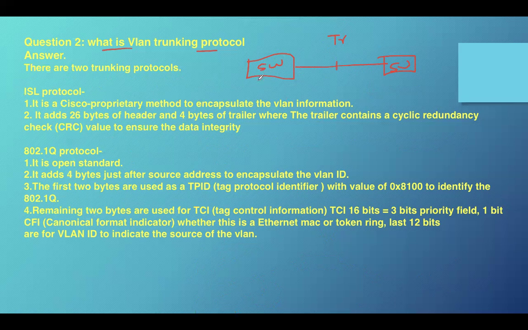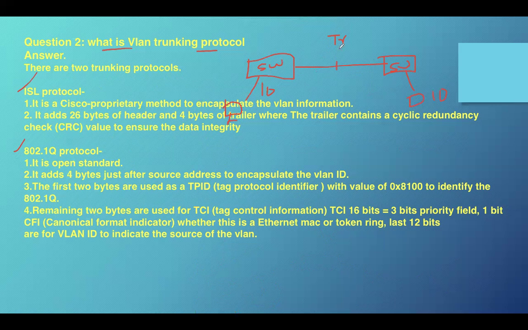Initially, because a normal Ethernet header does not have the VLAN value, as in which VLAN it is coming from. So when you configure trunk, it uses the ISL protocol or .1Q protocol to tag the VLAN. Let's say, for example, you are sending it from VLAN 10, and the traffic has to go over here, again to a VLAN 10 machine.